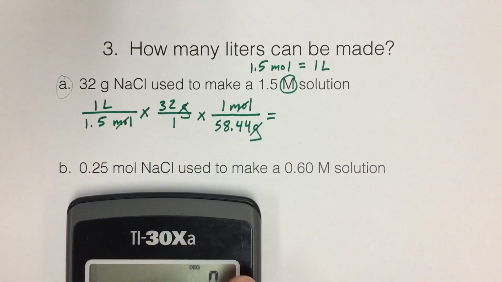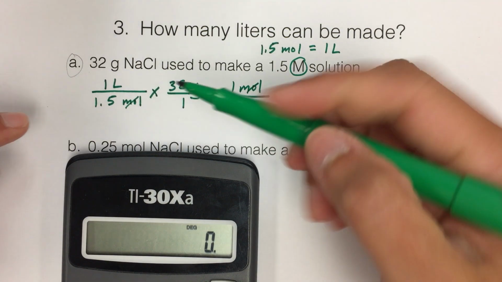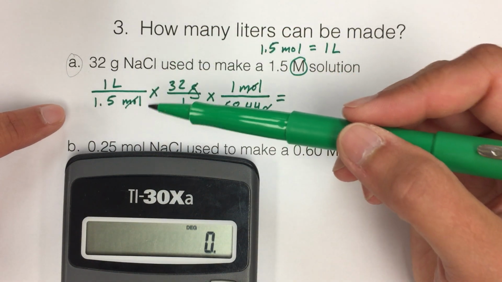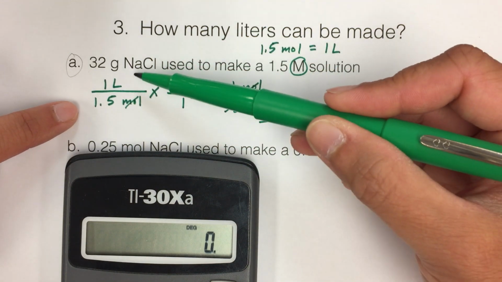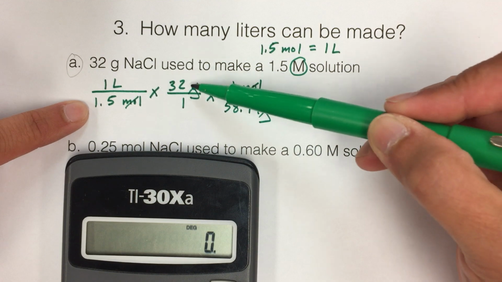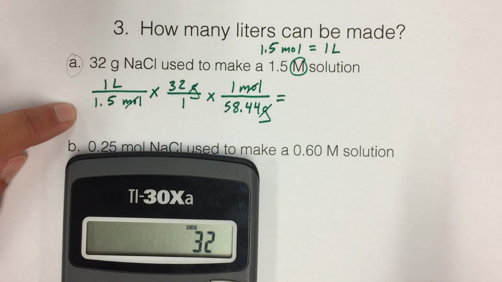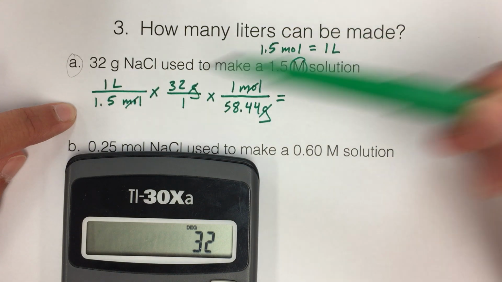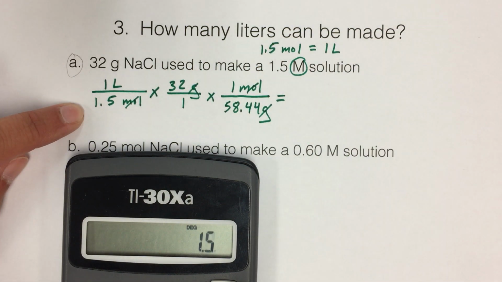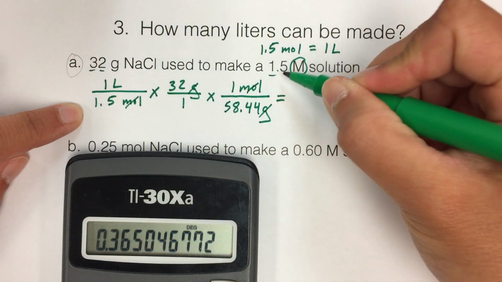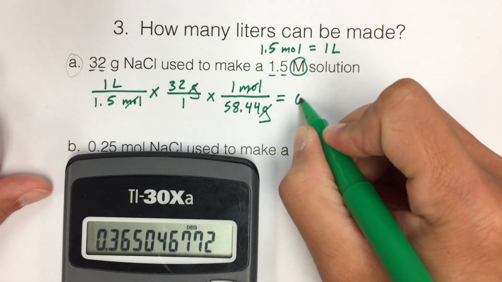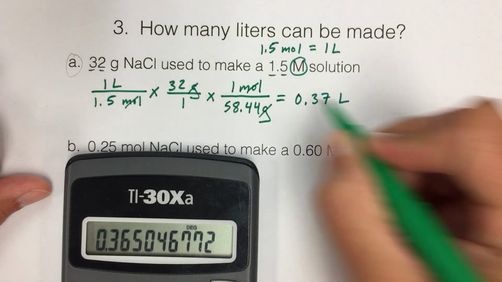So now we calculate. And here, this is a really tricky type of problem to plug into your calculator. You can't start with this 1.5 because that's in the bottom. So the best thing for you to do, you can either do 1 divided by that, or you can just start with some other number that's in the top. So I see a 32 in the top, so I'm going to start with that number. Then I want to divide by 1.5 and divide by 58.44. Right, and I get this number, and we're only allowed to use 2 sig figs because of these 2 numbers here. So it's going to be 0.37 liters.